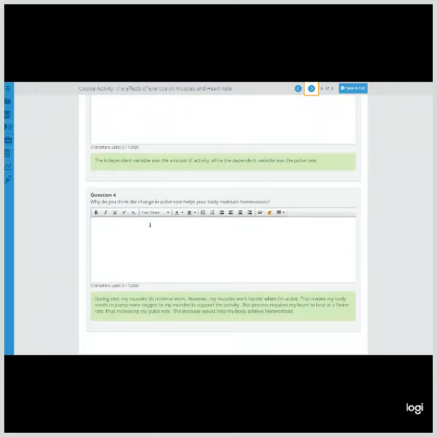Why do you think the change in pulse rate helps your body maintain homeostasis? So right here, you can read the sample answer, but I want you to really think about, as you run, what does your body need to keep the muscles moving? It's going to have to create energy. How does it create energy? Well, it creates energy by burning glucose or a source of fuel with oxygen. And so the more work you're doing, the more oxygen it's going to need. So what's that going to increase? And why is your heart rate going to increase? What are you trying to get more of to your muscles?